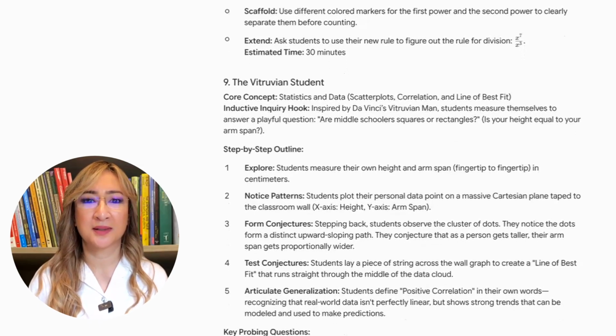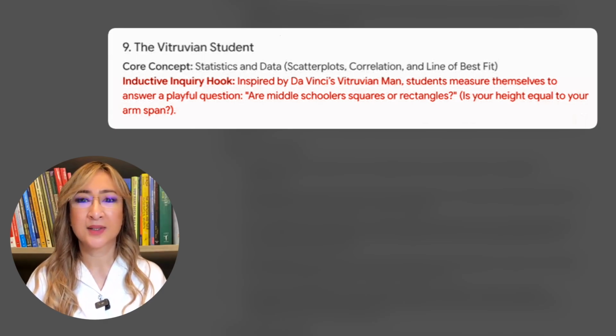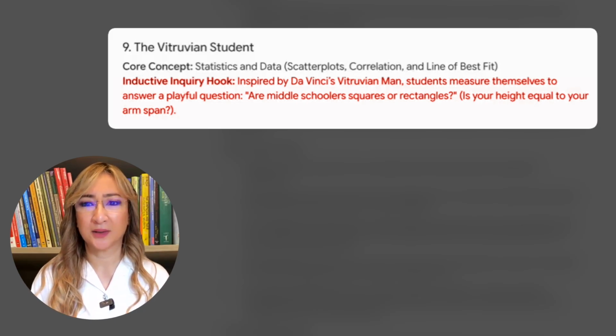Vitruvian Student. Okay, so this is inspired by Da Vinci's Vitruvian Man. So they measure themselves to answer a political question: middle schoolers, squares or rectangles? I used to use this activity and we named it How Square Are You?